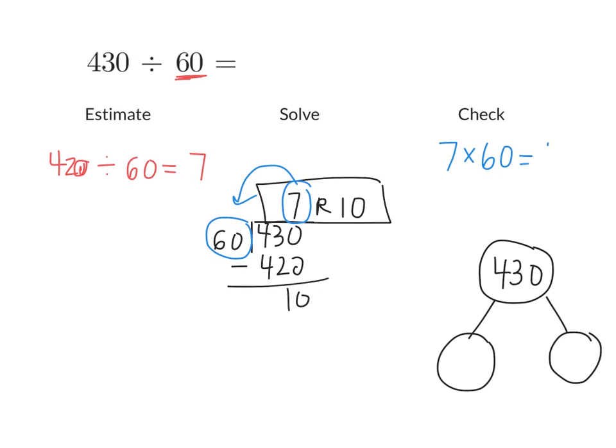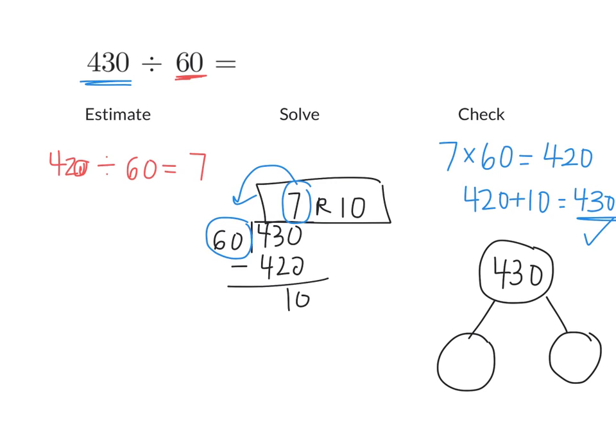Everyone? 420. We want our answer to be our original whole. Is 420 the same thing as 430? No. Because then we have to add the remainder. So then you do 420 plus 10 is what? 430. And you can see that that is our original whole, so we can check and say that's correct.